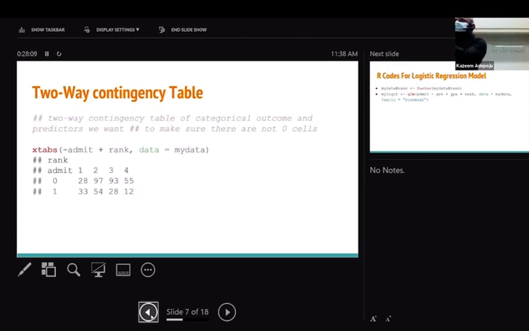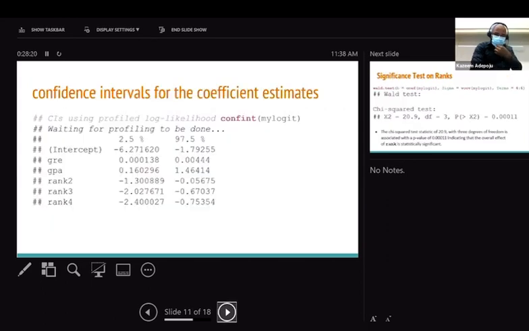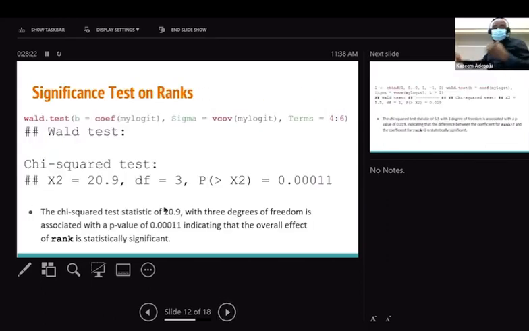That's why we may want to know, is there any significant difference between the ranks? So that's exactly what we're doing. And if we want to do that here, we're going to make use of a chi-square test. That is the code.